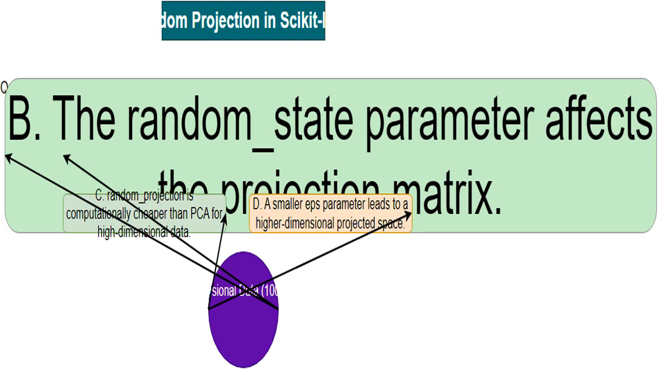Compared to principal component analysis, PCA, RandomProjection is computationally much more efficient when dealing with high-dimensional datasets. PCA involves complex calculations, like finding eigenvalues and eigenvectors, which become slow with many features. RandomProjection is faster because it uses random projections instead of these computationally intensive steps.